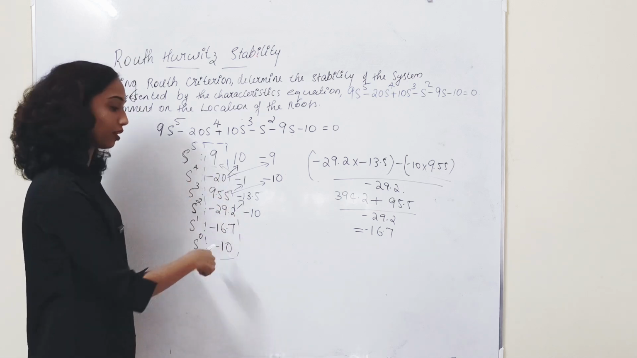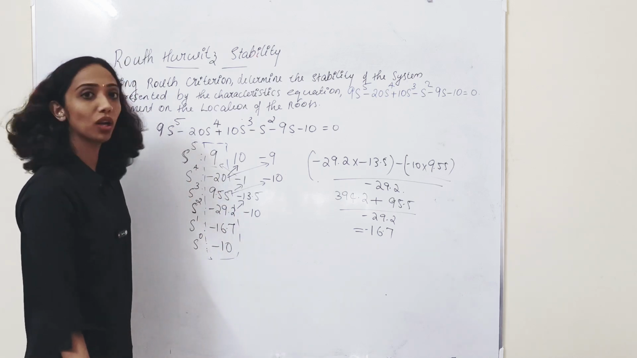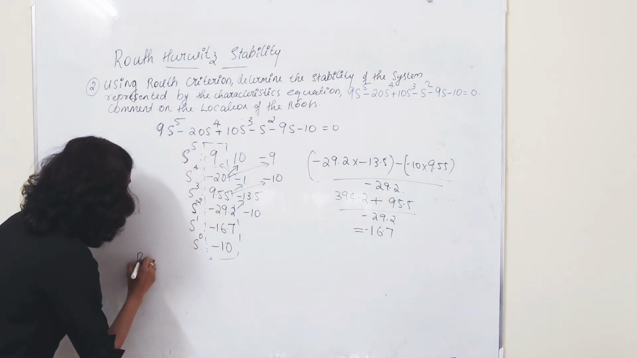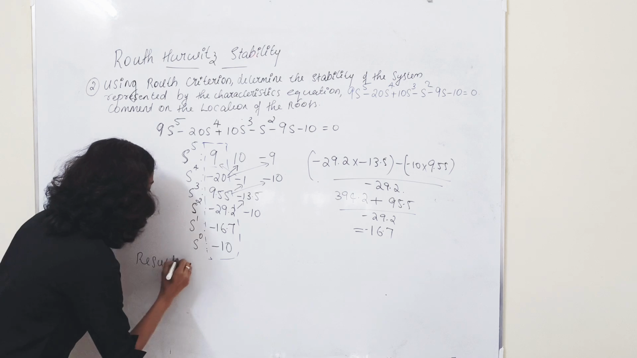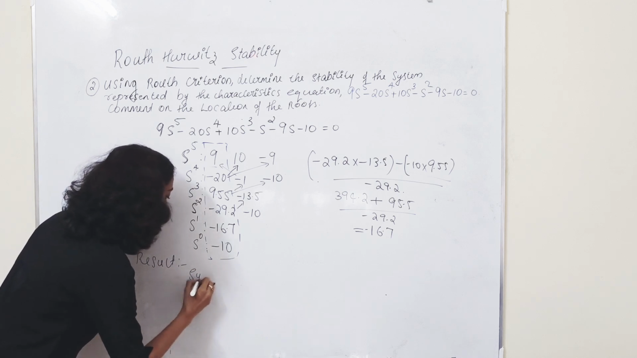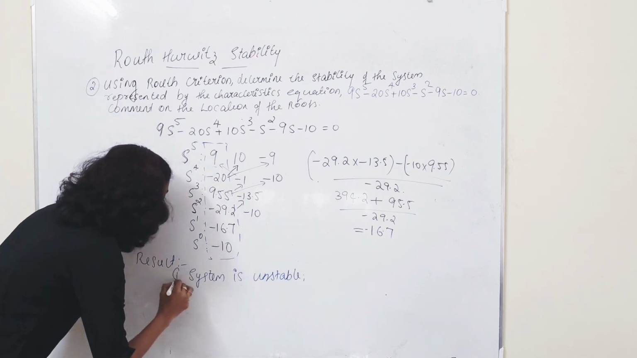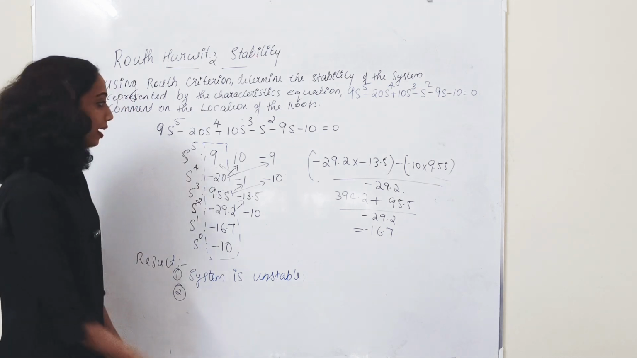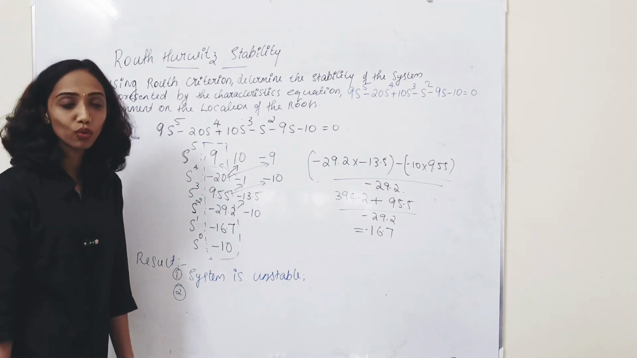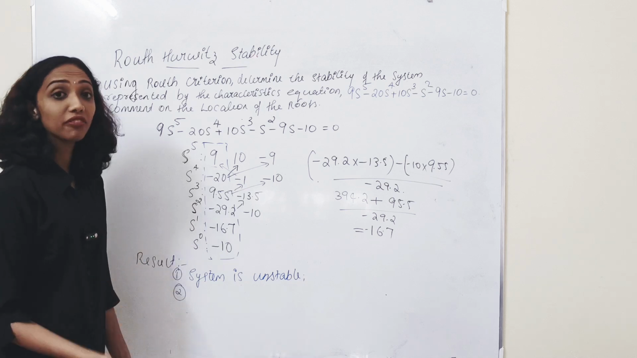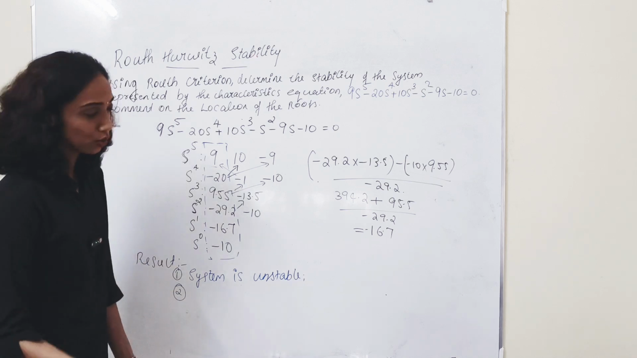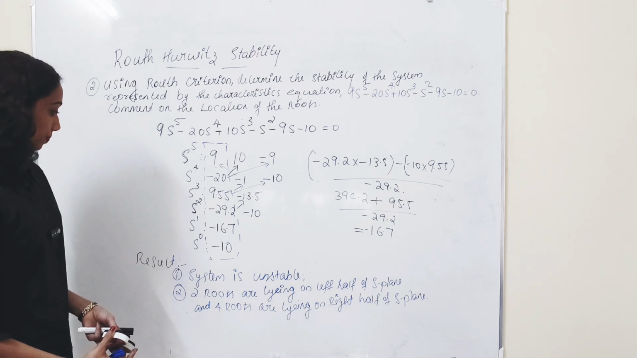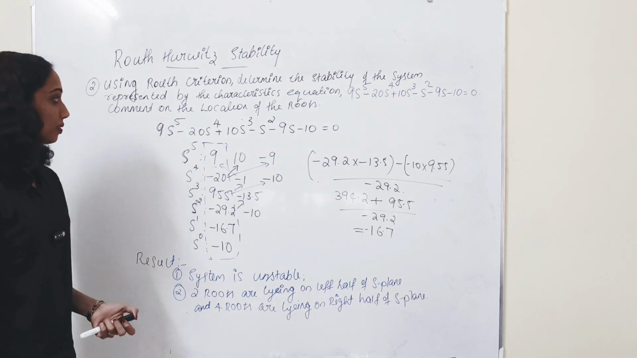If any kind of negative values occur in the first column, then the system is said to be unstable. So the first result is system unstable. Okay, result: system is unstable. The second point we write as 2 roots are lying on the left half of S plane, they are the positive values, and the other 4 roots are lying on the right half of S plane, they are the negative values. Okay, finish. Then I'll do another question.